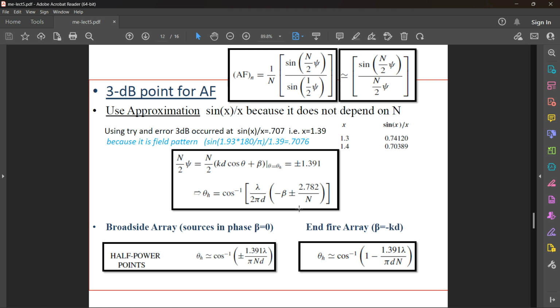So as we know, broadside array has phase beta equal to 0, and endfire array has beta equal to minus kd. So the half power points should be theta h equal to cos inverse of plus or minus 1.391 lambda by pi nd. Theta h for endfire array is cos inverse of 1 minus 1.391 lambda by pi nd.